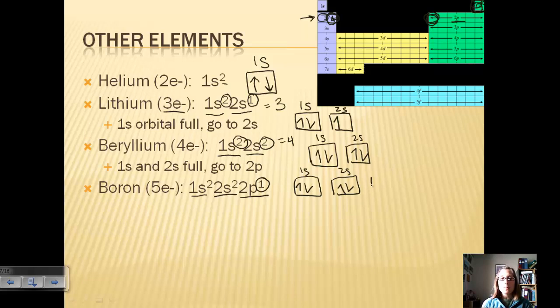Now 2p is a little different because it can have 3 orbitals, so I want to draw them connected, because remember it's a box per sublevel. So here's my 2p, here's my 3 orbitals, and I'm just going to put 1 electron because that's the number of electrons in 2p. Traditionally, you want to put it in that first orbital. You know, technically you could put it in any of the 3, but traditionally it goes in the first one.